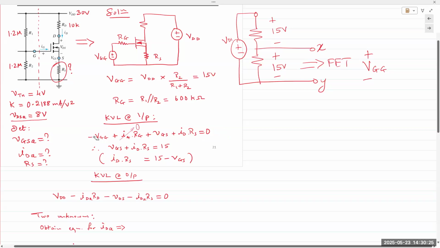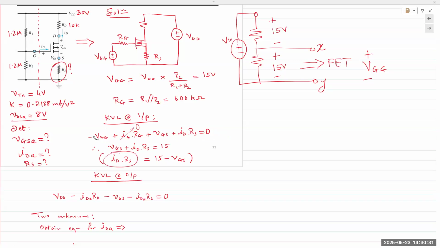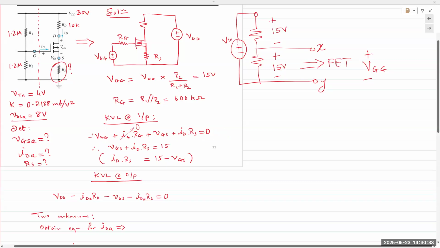And later on, we need to find IDQ, so we're going to express this entire equation in terms of IDRS. So IDRS is 15 minus VGS. We don't know this beforehand, obviously, but again, this is a solved problem, so we know what we need, and so we manipulate it in that format.